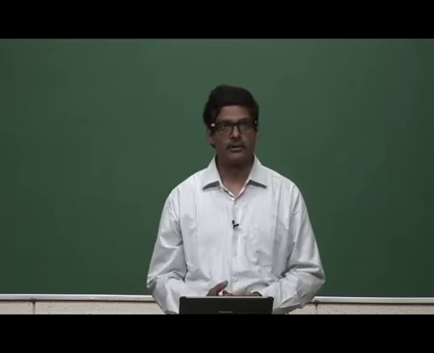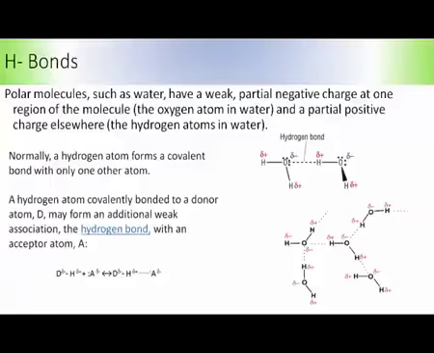So, polar molecules such as water have a weak partial negative charge at one region of the molecule. If you look at this structure here, this is water, H2O. You see, at one part there is a partial negative charge, which is the oxygen. Oxygen is electronegative, therefore, it has a partial negative charge represented by delta negative. So, if this has a partial negative charge, obviously, the hydrogen which is connected to this oxygen by a covalent bond has a partial positive charge.